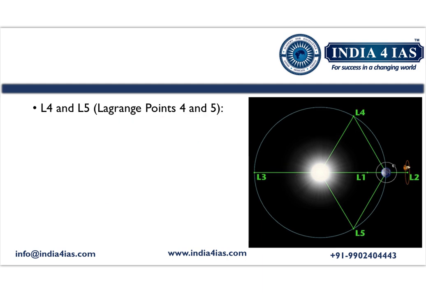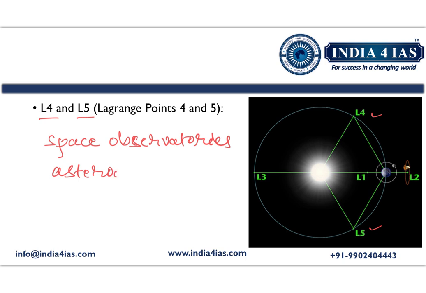Then lastly, we have Lagrange point 4 and Lagrange point 5. So this is L4 and this is L5. These positions are frequently used for space observatories, including those that study asteroids. So this is all about the Lagrange points of the Sun Earth system from L1 to L5.